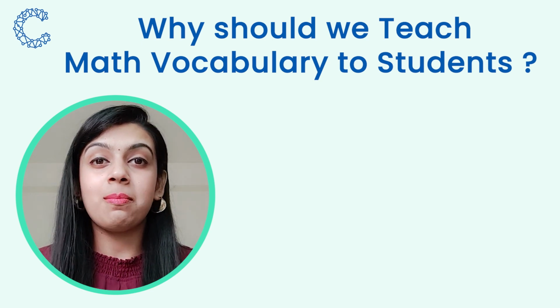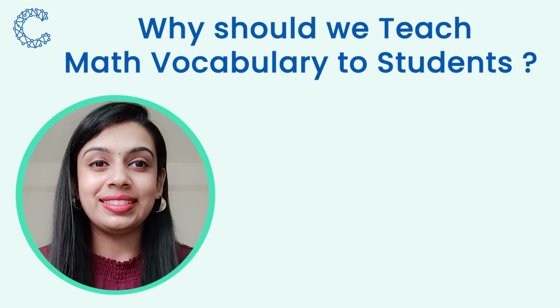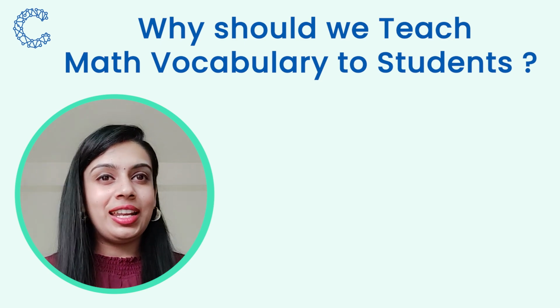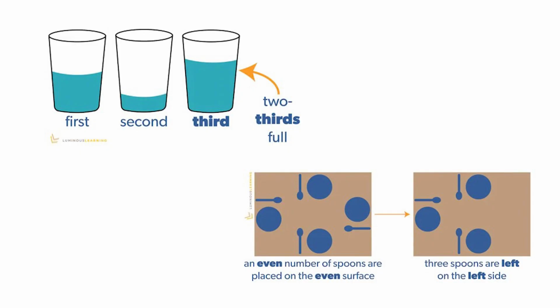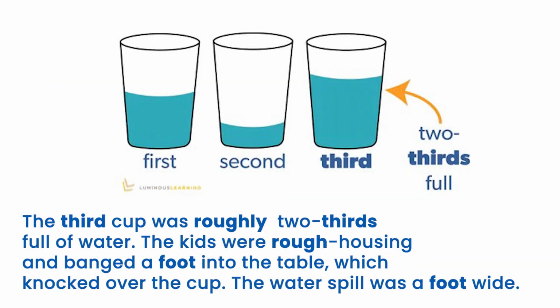Now let's start with a question. Why should we teach maths vocabulary to a student? Now let's understand this with an example. So I have two statements written here on the screen. The statement number 1 says, the third cup was roughly 2/3 full of water. The kids were roughhousing and banged a foot into the table, which knocked over the cup. The water spill was a foot wide.